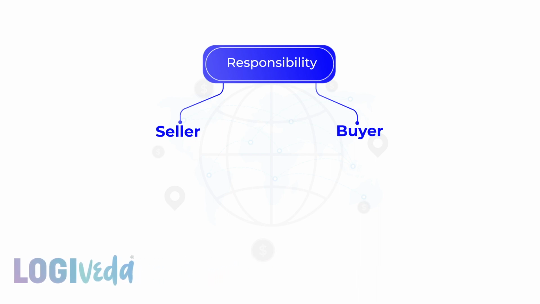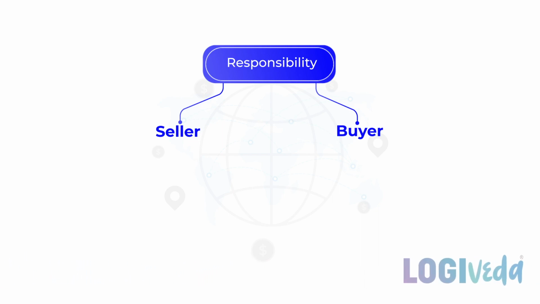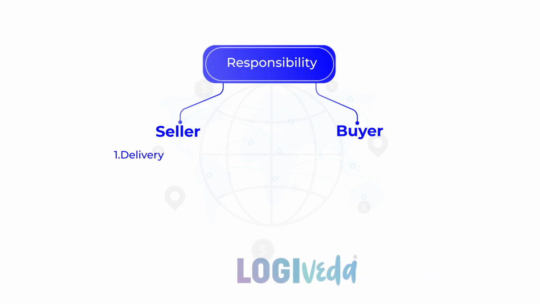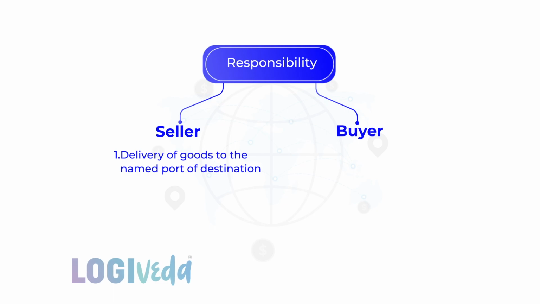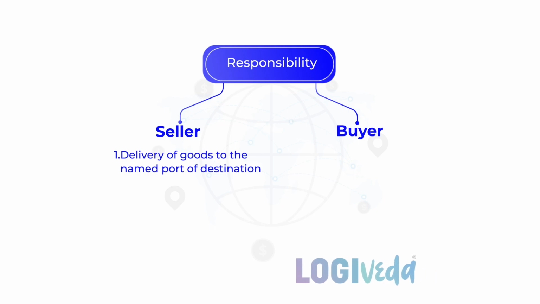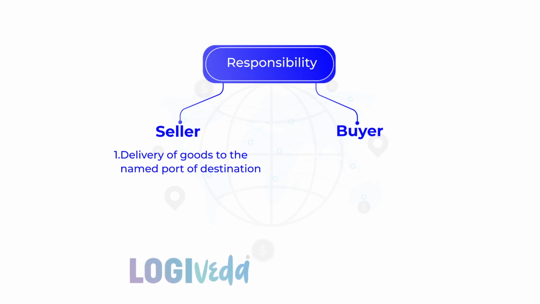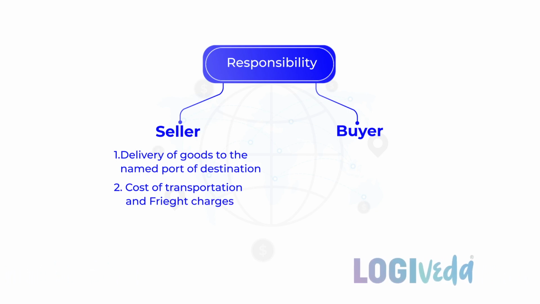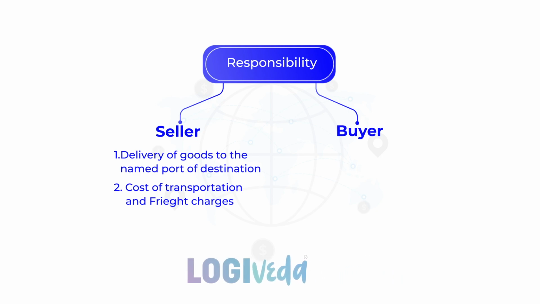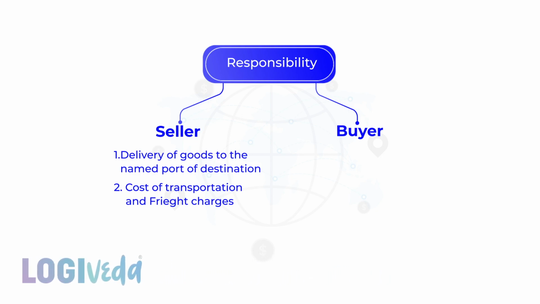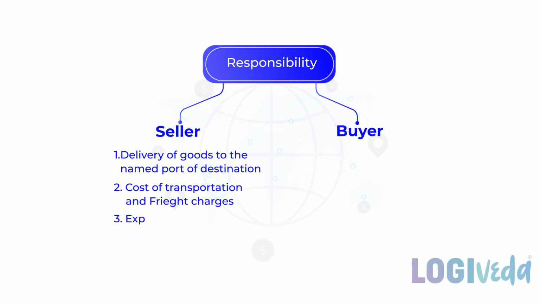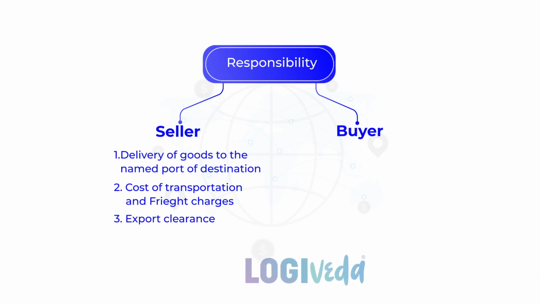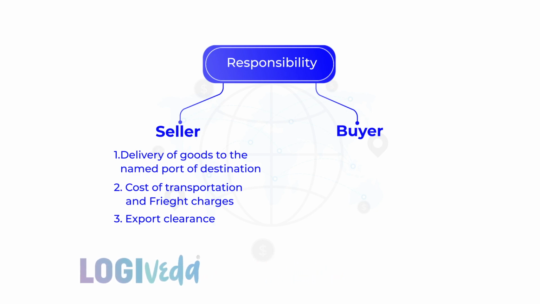Seller's responsibility. First, let's look at what the seller is responsible for. Delivery to the port. The seller is responsible for delivering the goods to the named port of destination, typically on board the vessel or the dock. Then we have cost and freight. The seller covers the cost of transportation and freight charges up to the named port of destination. This includes loading and unloading expenses at the origin port. Export clearance. The seller must handle export customs clearance, which involves obtaining any necessary export licenses and paying export duties or taxes.